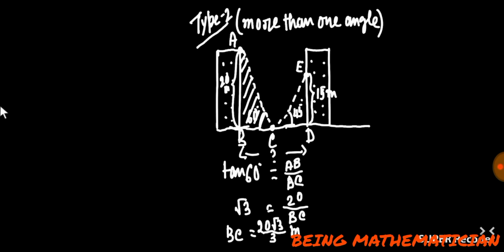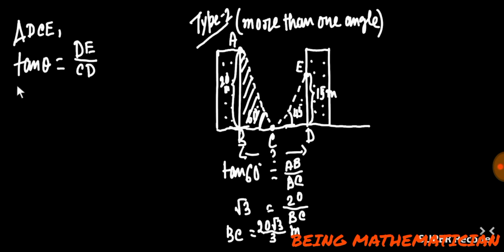Now consider the triangle DCE. Tan theta is equal to DE by CD. So tan 45 degree equal to 15 by CD. We know that tan 45 is 1. So CD will be 15 meter.